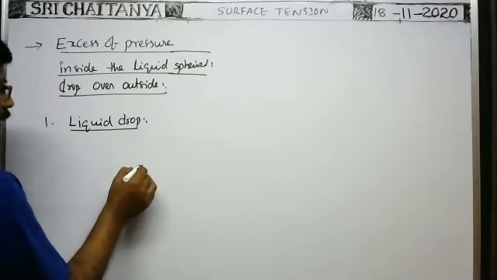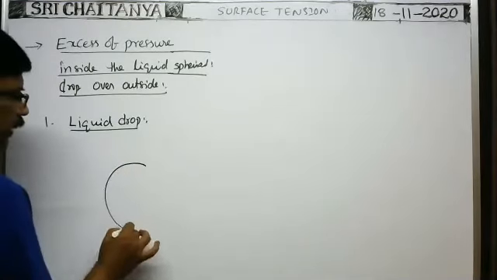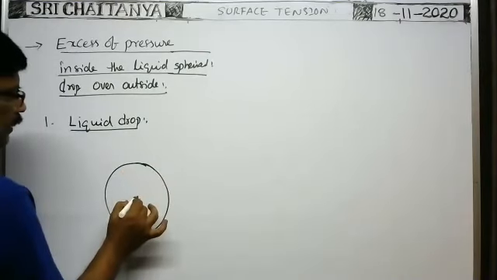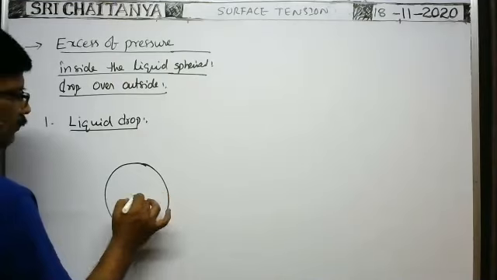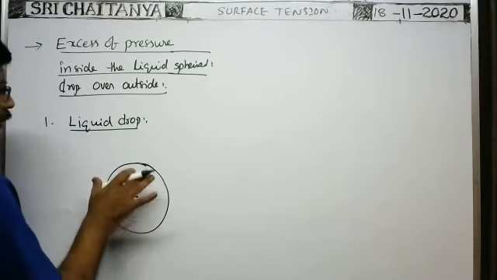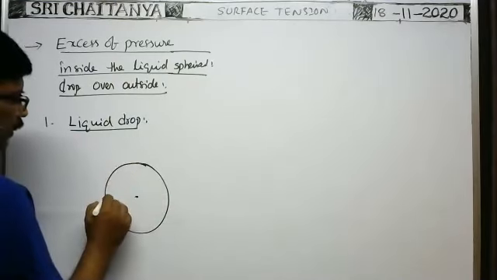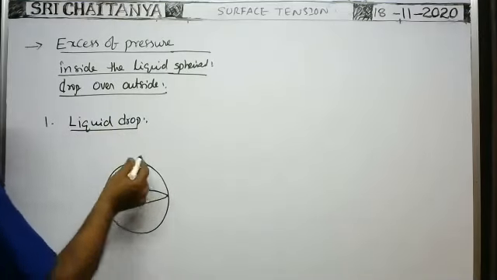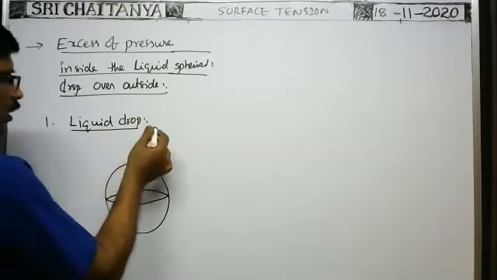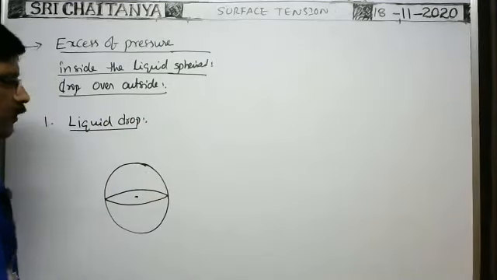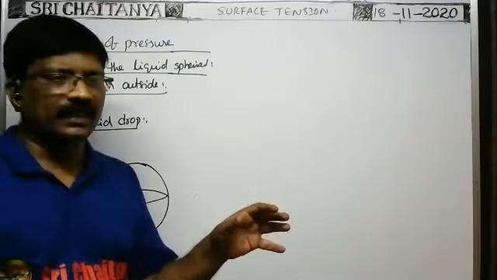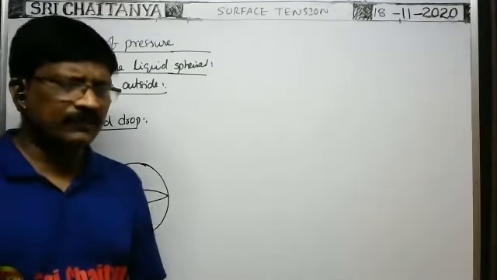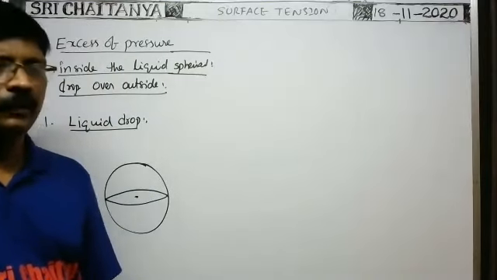We know because of the surface tension property, the liquid drop is spherical in shape like this, and this is the center of the liquid drop, and the radius is R. Imagine one half of the liquid drop, a hemispherical drop, because the spherical liquid drop is spherical in shape because of the surface tension property. Due to the surface tension property, every free liquid drop acquires a spherical shape. Okay.